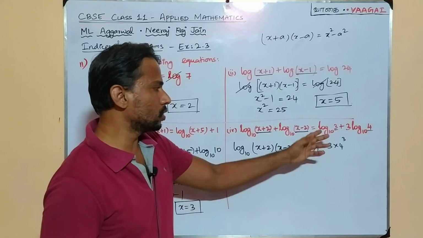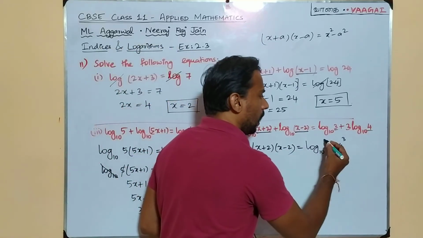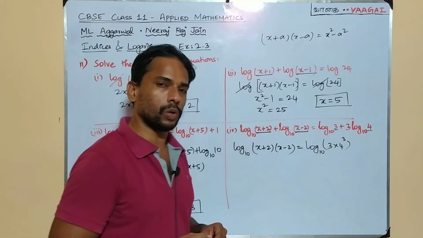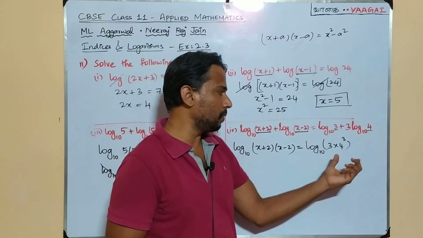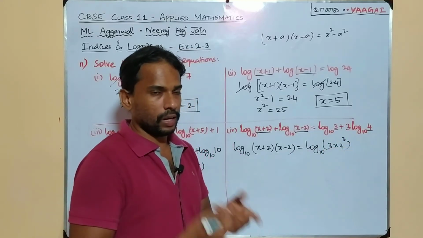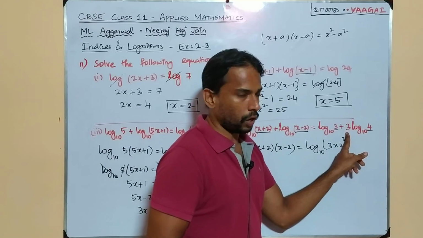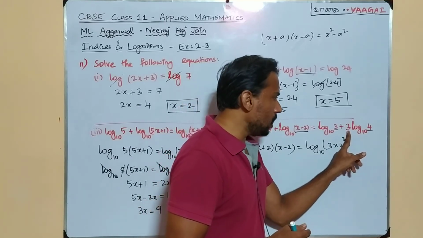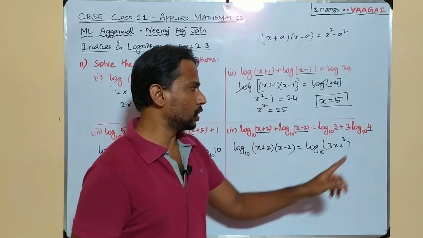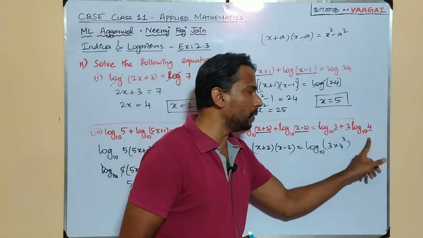Fine. Okay. So I can use the power rule. I'm using the power rule and simultaneously I'm using the product rule also. Both these rules I'm using in a single step. I'll be getting this. Let me give the clarity once again. First I can use the power rule. So this 3 goes to the power of this 4. So this becomes log 4 cube to the base 10.